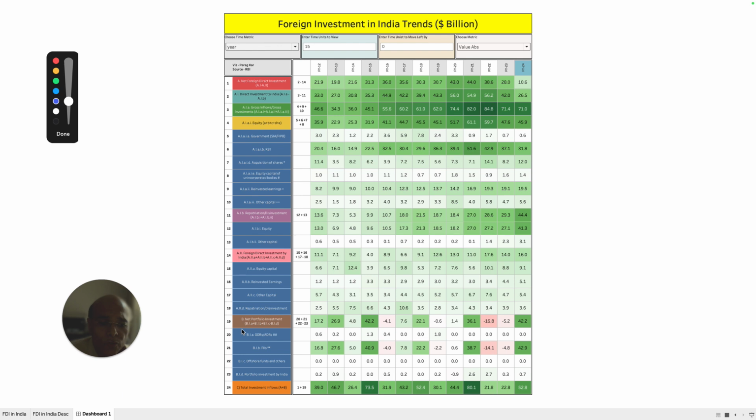Now coming to portfolio investment. Portfolio investment numbers have been undulating with time. If you see here, in FY12, the number was $17.2 billion. Then the number went up, then it went down. Then in FY15, the number was $42.2 billion. Then it went down, became negative. Then in FY17, it is $7.6 billion. Then in FY18, $21.1 billion. Then it went very, very low during the COVID period. Then in FY21, the number went to $36.1 billion. Then the number went negative to minus $16.8 billion. And this year, the portfolio investment number is $42.2 billion.